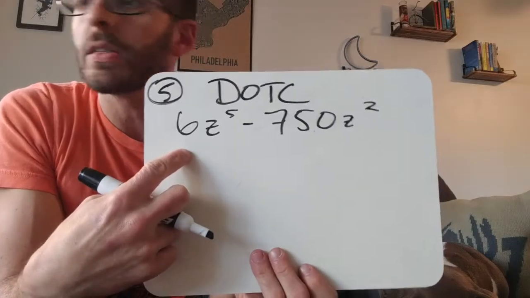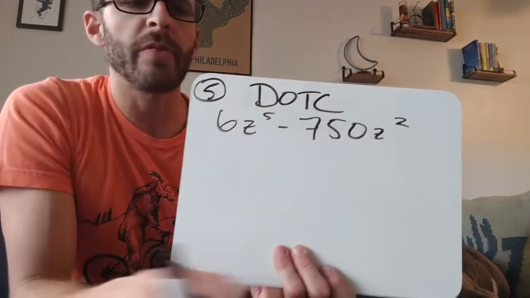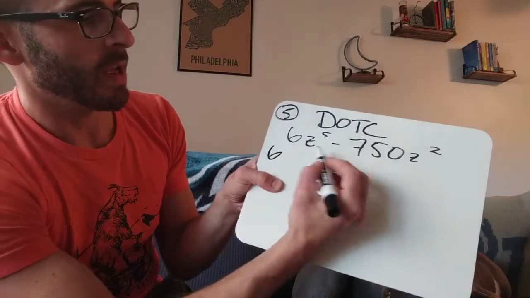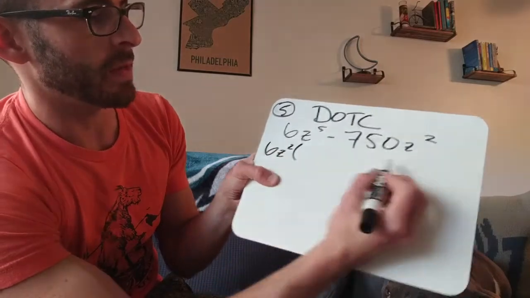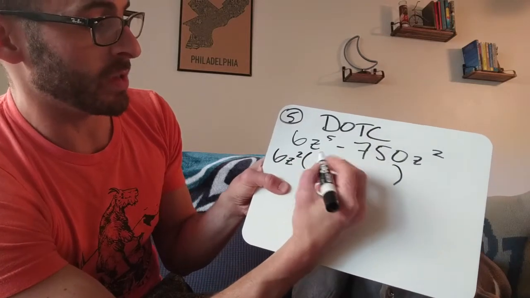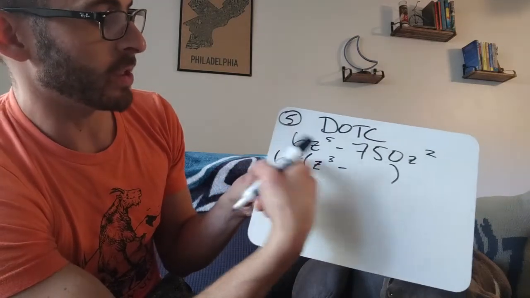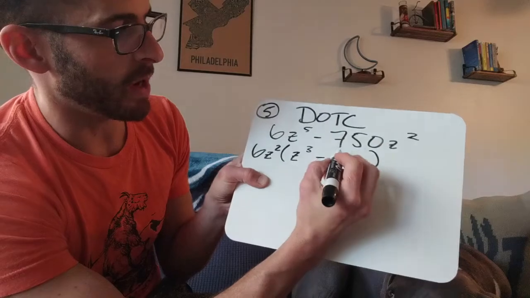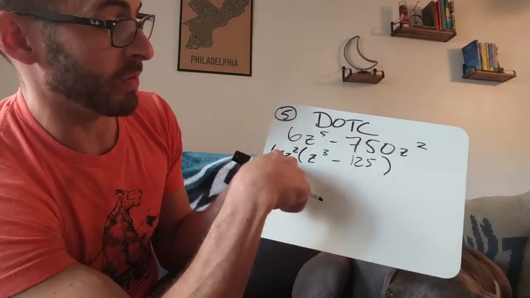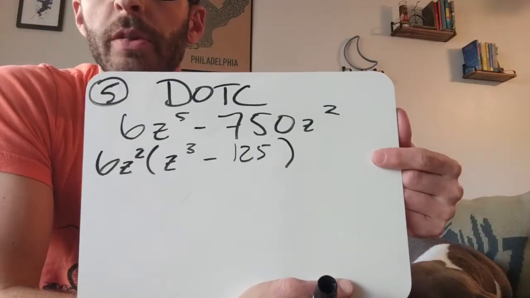So the question is 6z to the 5th minus 750z squared. Is there a greatest common factor we can take out? And the answer is yes. They both have a 6 in common. They both have a z squared in common. So what's left over? Well, I took out the 6. I took out 2 of these 5. So I have z cubed left over minus, I took 6 out of 750, so I have 125 left over. And I took this z squared, I put it right there anyway, so I don't need a z squared. So first thing, I took out the greatest common factor.